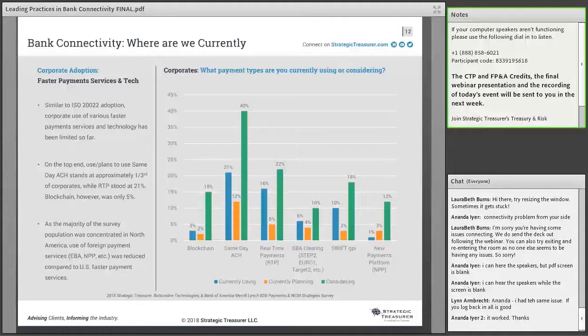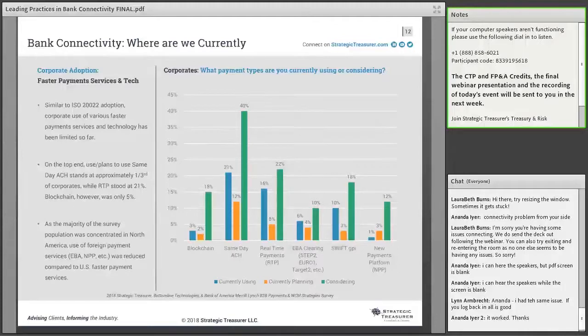But looking at something like same-day ACH, on the other hand, we see that adoption has been more broad, and corporates are actively looking to utilize the service. This is most likely because corporates have more familiarity with the ACH network, and it is relatively easy and less risky for them to increase their use of the service and reap the benefits compared to something like blockchain, where there's still a lot of confusion regarding how it works, its safety, etc. So while adoption of some of these services has been limited up to this point, we do expect to see continued growth moving forward. Craig?